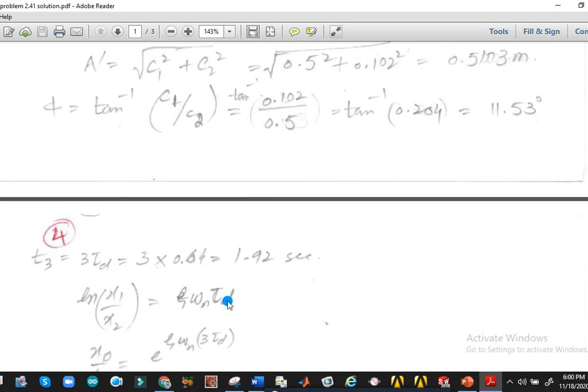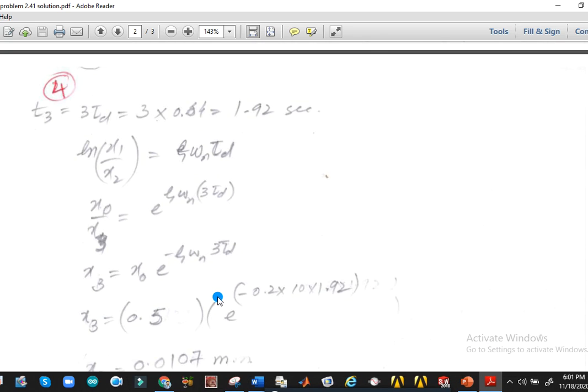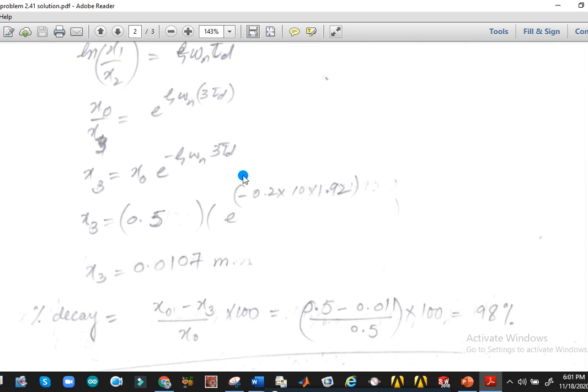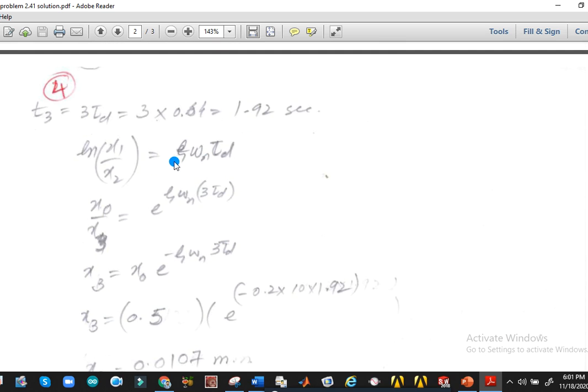So let's check it. Here we can see that I have used this expression for finding the value of the third cycle. For example, we know that the natural log of two successive amplitudes is equal to the logarithmic decrement, that is equal to zeta times omega n times tau d. So this is also one of the expressions that we can use for the logarithmic decrement, delta, that is equal to the multiplication of damping ratio, natural frequency and damped time period. So what is the damped time period? We know it. How can we find the damped time period?